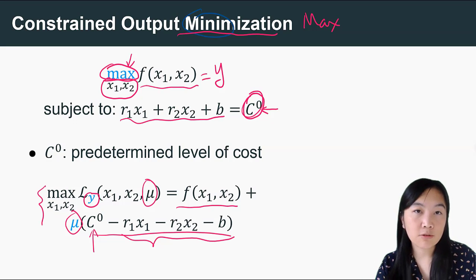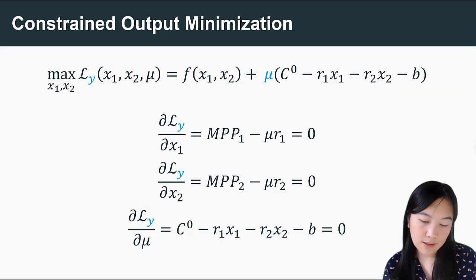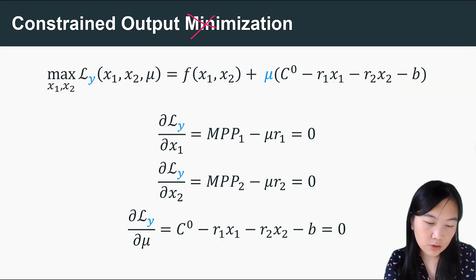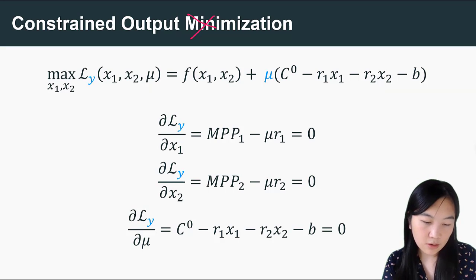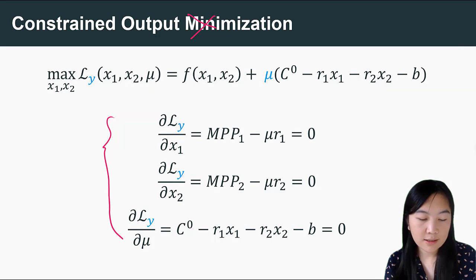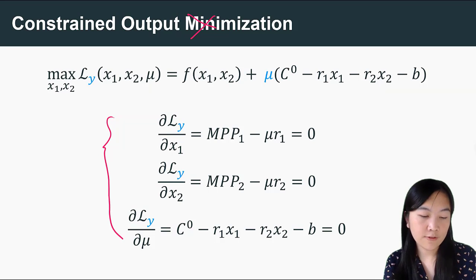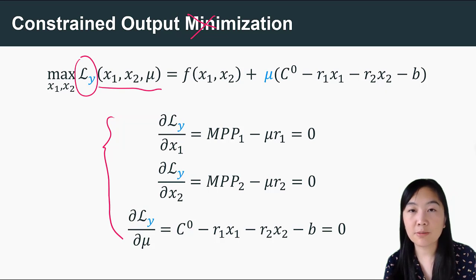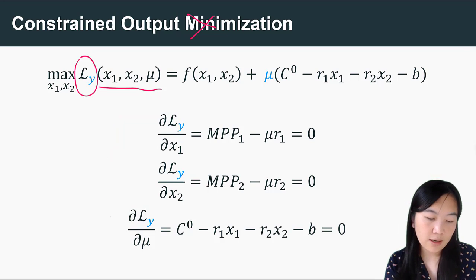And once we have the Lagrangian function written down, the actual process of solving this optimization problem is easier. Again, this should be a maximization, and I will change my slides. So if we have the Lagrangian function formulated, then the optimality conditions are just taking the partial derivatives of this Lagrangian function with respect to the choice variables here. Those are the 3 optimality conditions.